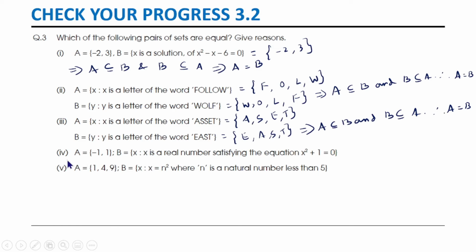The fourth subdivision, A equal to {minus 1, 1}, B equal to set of all x such that x is a real number satisfying the equation x square plus 1 equal to 0. So here if we solve this equation, we will get x square equal to minus 1 or x is equal to plus or minus i, which are complex numbers. So x is not a real number for this equation. So B is the null set.